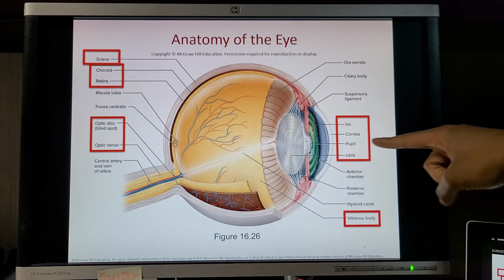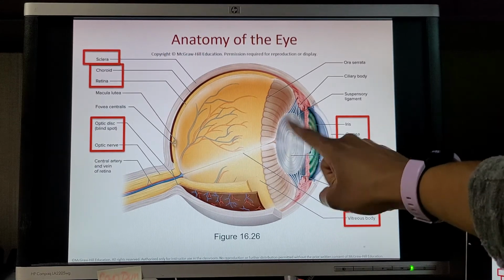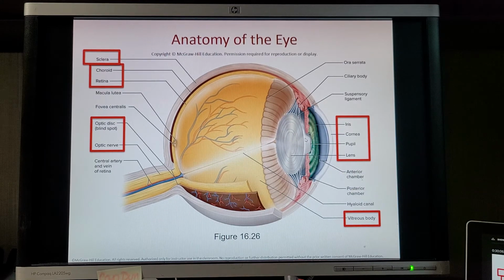And then as light comes in through our pupil, it passes through the lens. That's going to help us focus on what we're looking at. So whether we're looking at something close by or far away, that lens is actually going to be able to change shape and allow us to focus on the specific light that's coming in.